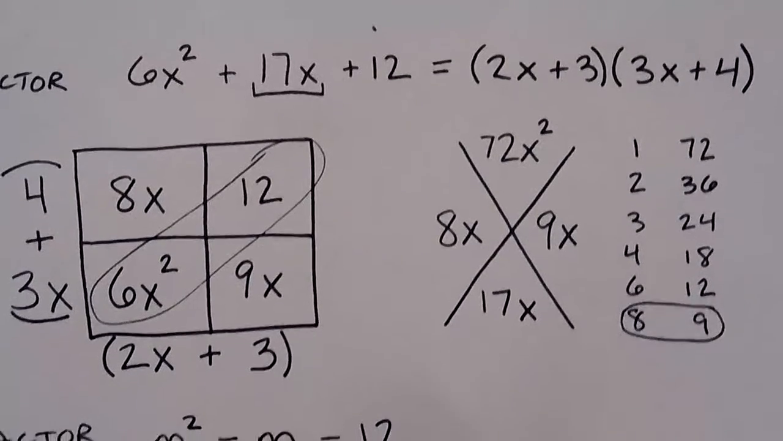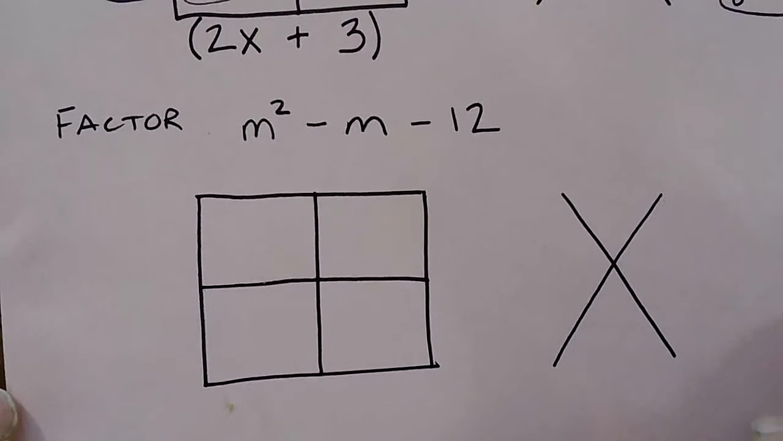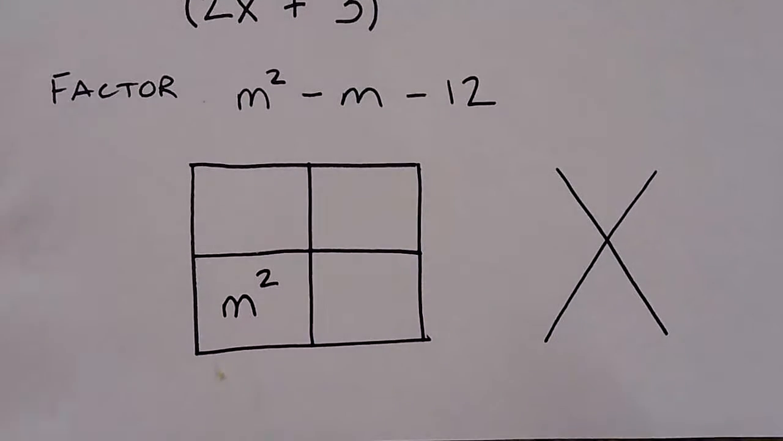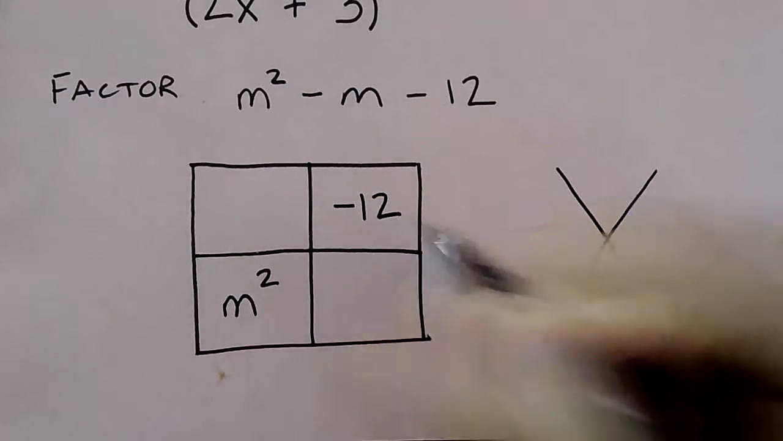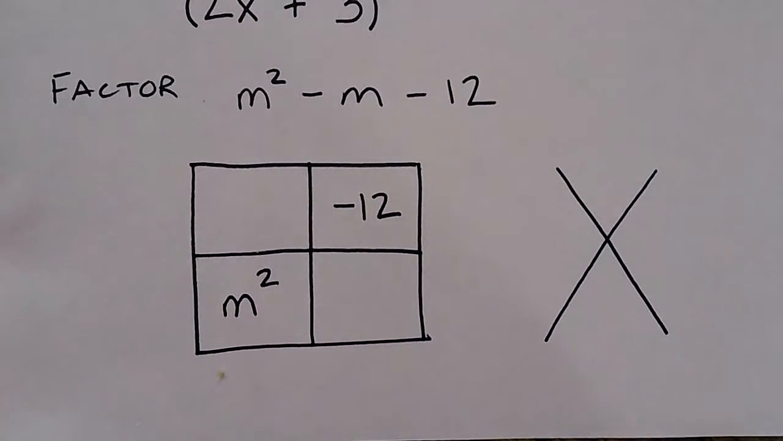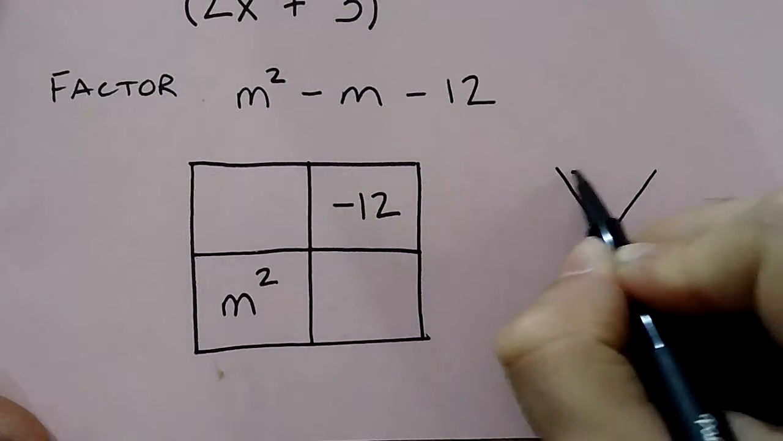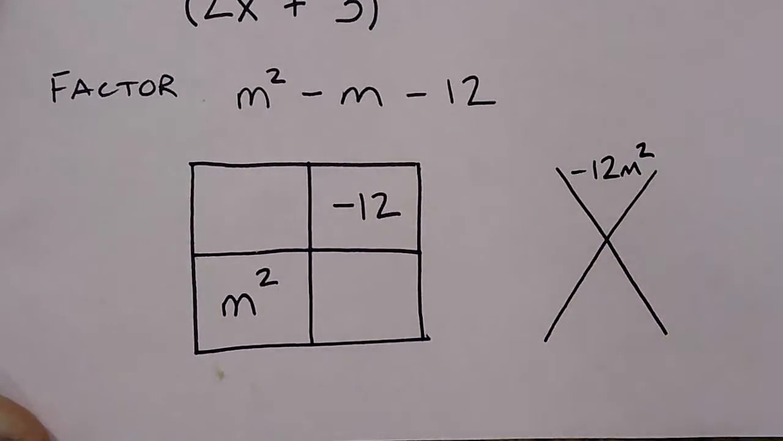All right, we'll look at one last quadratic: factor m squared minus m minus 12. Just like any algebraic problem, the variable itself is not important. It can be m, it can be x, it can be a. We'll follow the same process. m squared in the bottom left, negative 12 in the top right. Now, it's important not to lose negatives ever, especially when factoring quadratics. These will multiply to negative 12m squared.